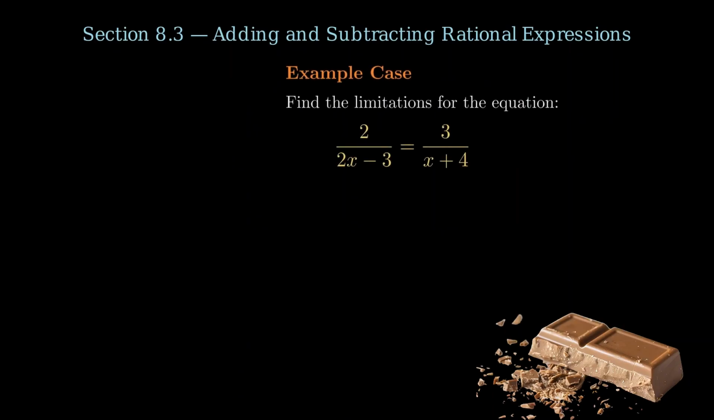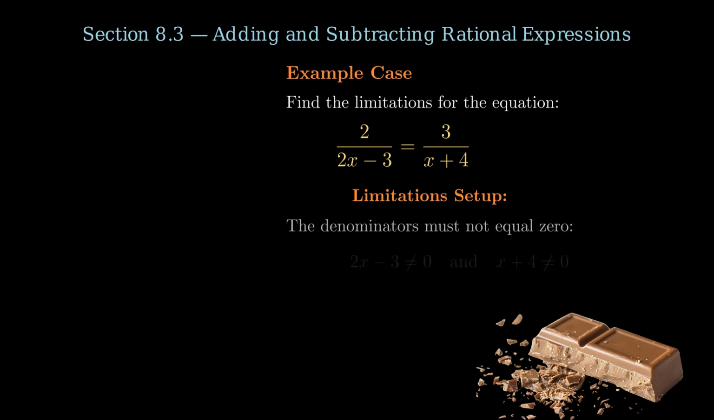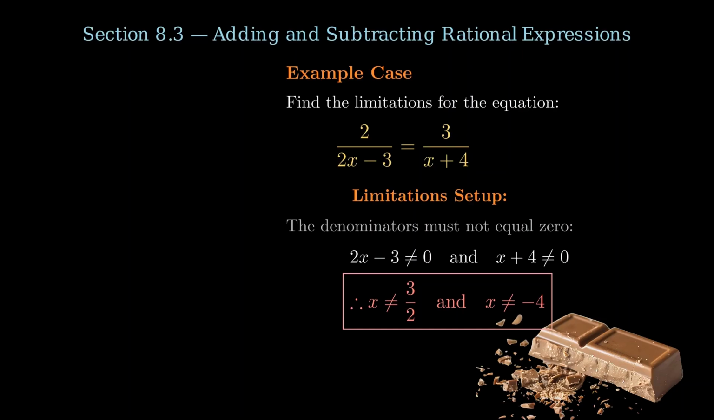Let's look at an example. Consider the fractional equation 2 over 2x minus 3 equals 3 over x plus 4. To find the limitations on x, we set both denominators so they cannot equal 0. Therefore, 2x minus 3 cannot be 0, and x plus 4 cannot be 0. Solving these shows that x cannot equal 3 over 2, and x cannot equal negative 4.